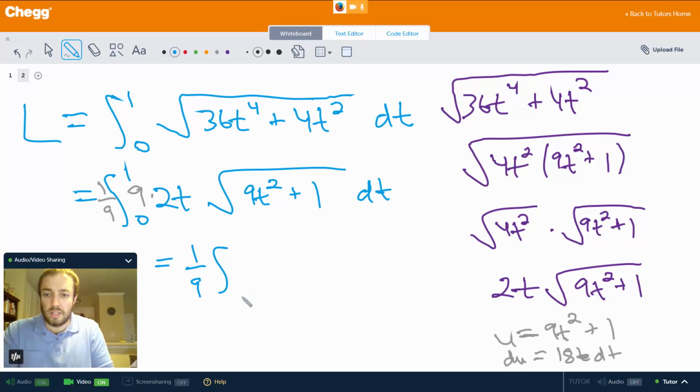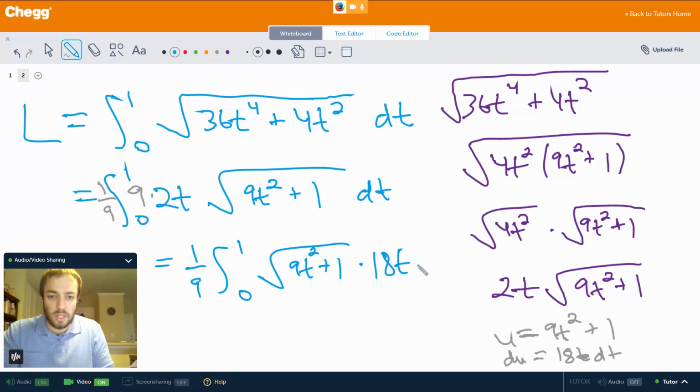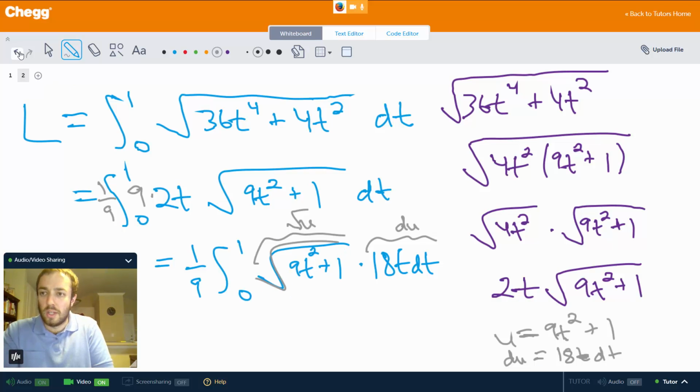So I'm going to have 1/9 times the integral from 0 to 1 of root 9t squared plus 1, and then outside of the square root we have times 18t dt. Notice then, 18t dt, that's our du. And this right here is our square root of u, because remember, u is 9t squared plus 1, and we still have the square root going on here.